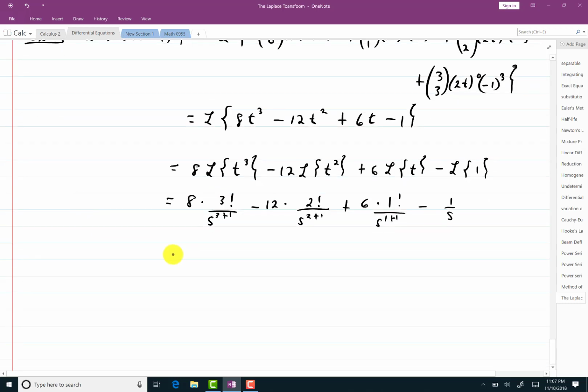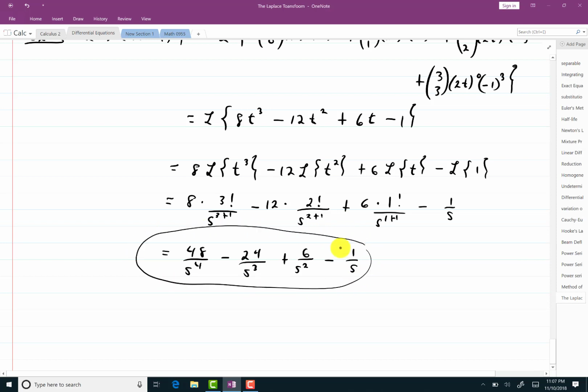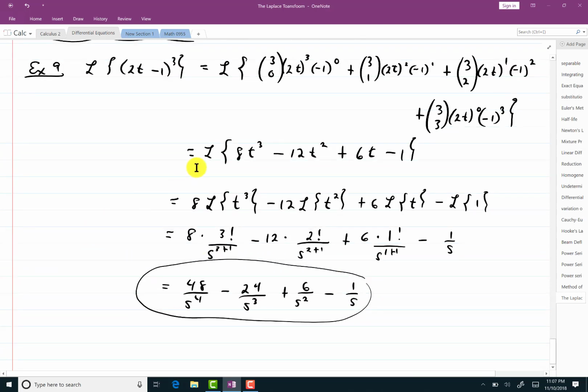And should you choose to, you can do a little simplifying here. I get 3 factorial is 6, so I get 48 over s to the 4th minus 24 over s cubed plus 6 over s squared minus 1 over s. So it's very nice the way it breaks things up like this. That way we've already covered these basic functions like that.